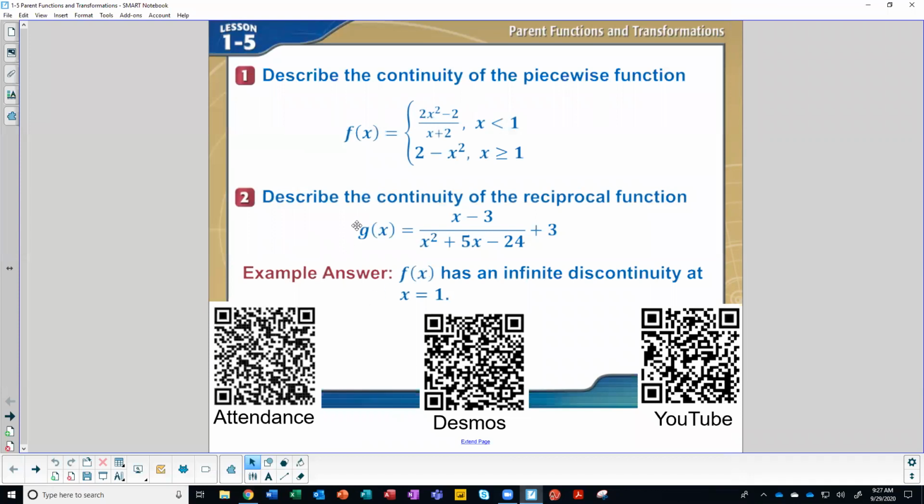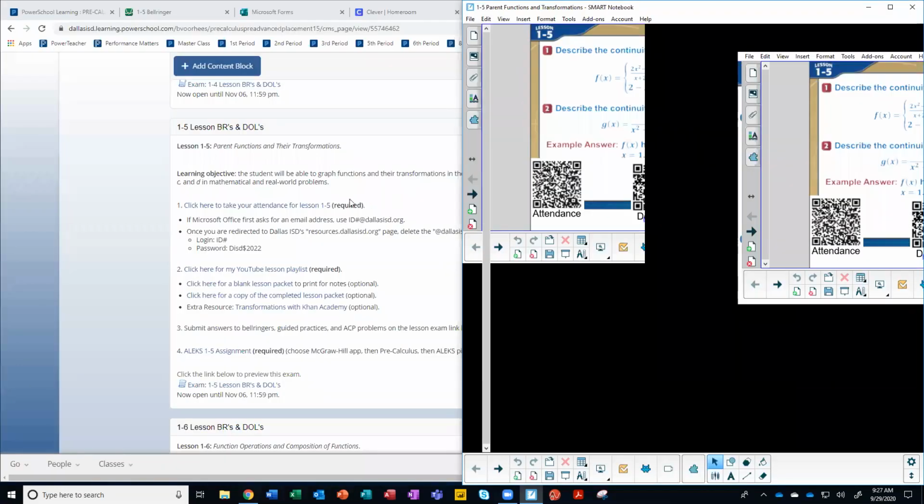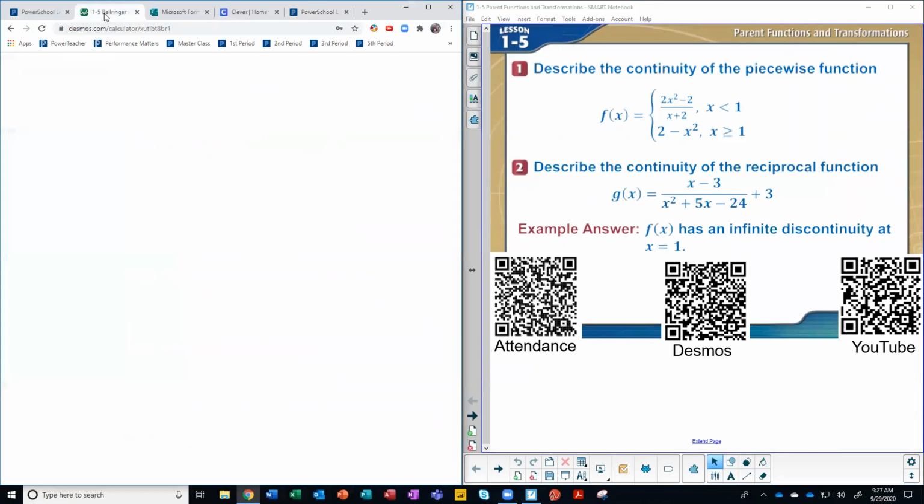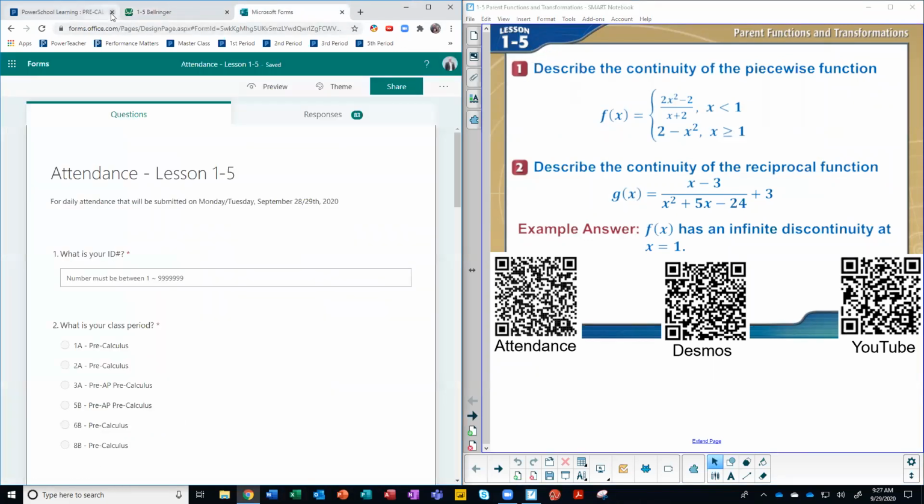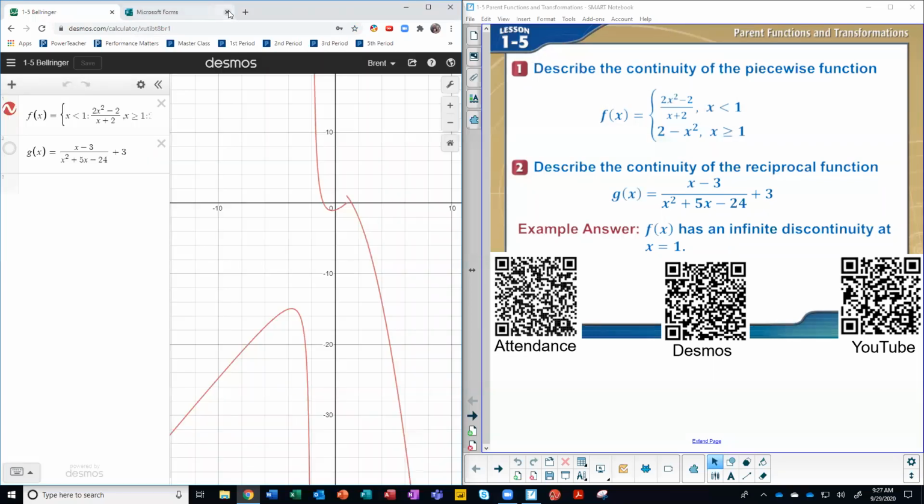So I encouraged those who were here from the start, after they take attendance, to work on these 2 problems and to use this Desmos link. So if you scan that link, what will come up is this right here. Let me close off some of these tabs so we're not confused at all the different things going on. Okay, what should come up is this Desmos, where these 2 equations match these 2 equations given here.